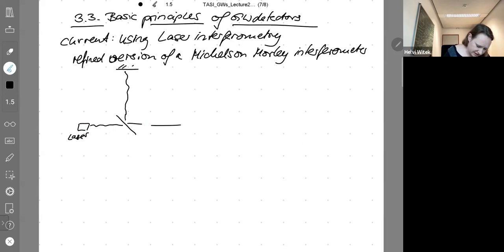We have mirrors at the end of each of these arms. Light gets reflected back and recombines, interferes here, and then is measured by a photodiode detector here. Okay, so some more specs, because this looks really super simple.